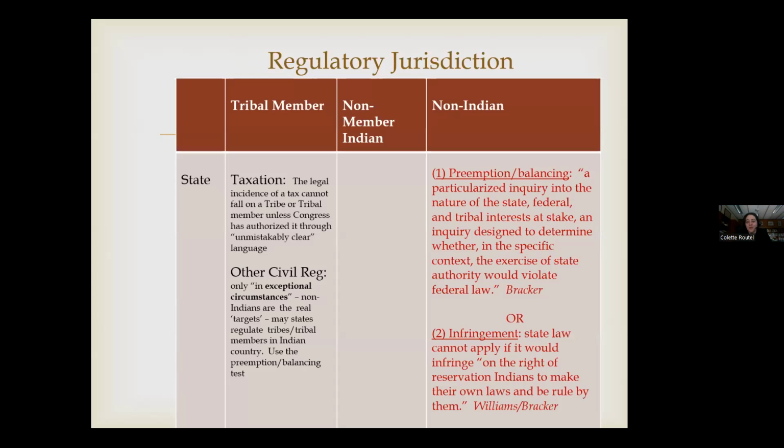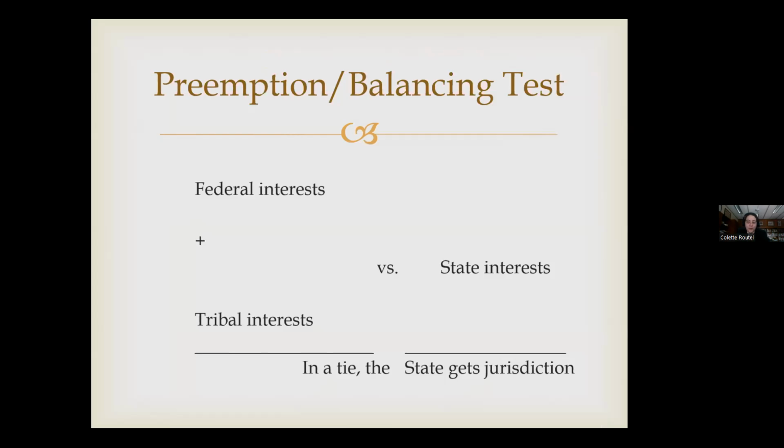For regulatory jurisdiction over the states' ability to regulate non-Indians within Indian country, we usually use one of two tests. One test is the infringement test, which says state law is not going to apply if it would infringe on the right of reservation Indians to make their own laws and be ruled by them. That comes out of Williams versus Lee and White Mountain Apache versus Bracker, two US Supreme Court cases. The one more commonly used for regulatory jurisdiction is the preemption balancing test. What is it in particular? The test says state law will apply to non-Indians within reservation boundaries unless federal and tribal interests outweigh the state's interests. So in other words, if there's a tie, the state gets to apply its regulatory scheme to non-Indians within reservation boundaries.